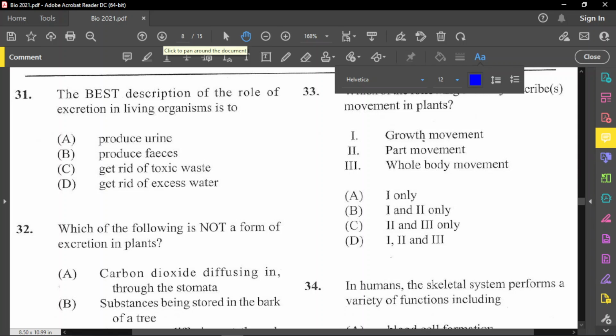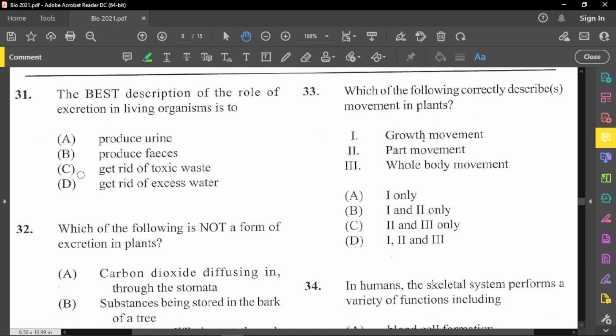Now, question 31. For question number 31, it said the best description of the role of excretion in living organisms is to do what? And excretion is removal of metabolic waste. So that's something that you need to make note of. So we don't need to explain this really, because you get rid of toxic waste or metabolic waste. All right, so that is straightforward.